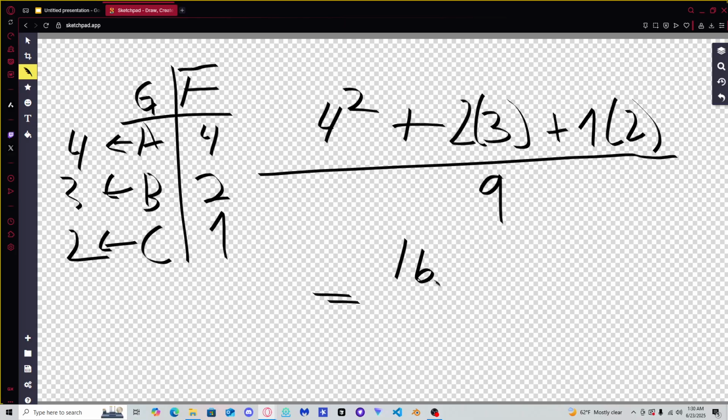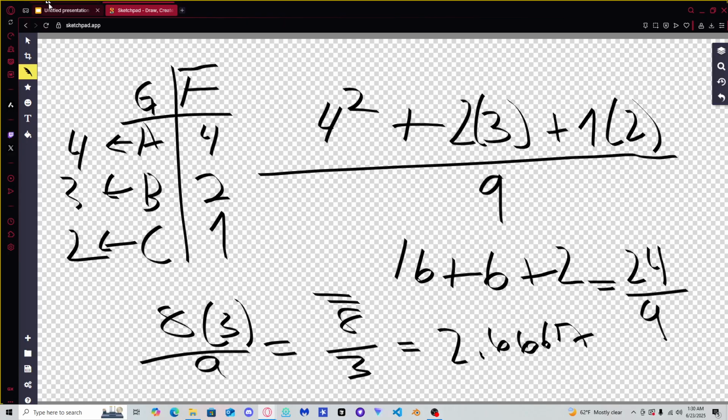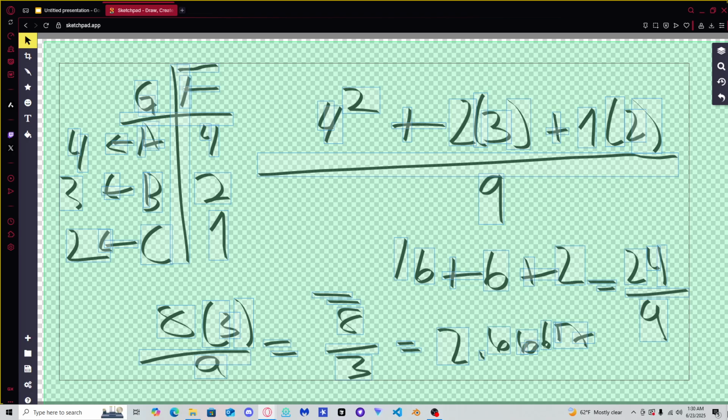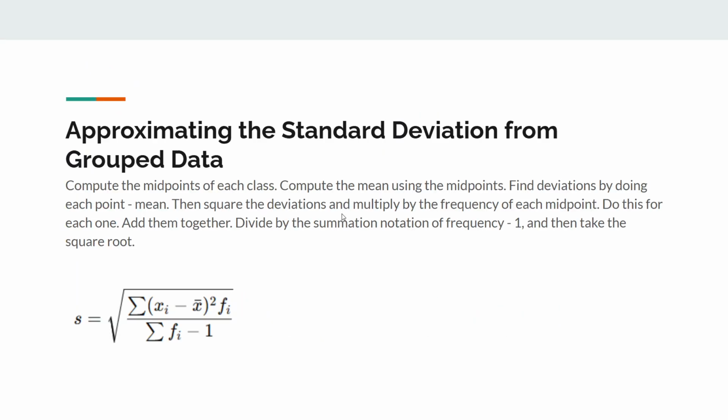And doing simple math, let me see if we could do this without a calculator. So it's going to be 24 over 9, and we can't. But I believe it's simply going to be, hold on, it's going to be 8 over 3, so 2.6667. So you could do it without a calculator. So that's how you calculate computing things with weights, pretty much. Computing things that have impact.